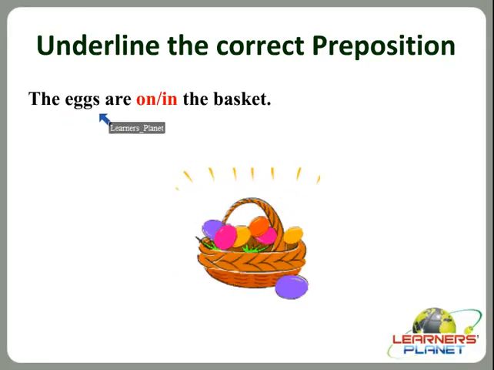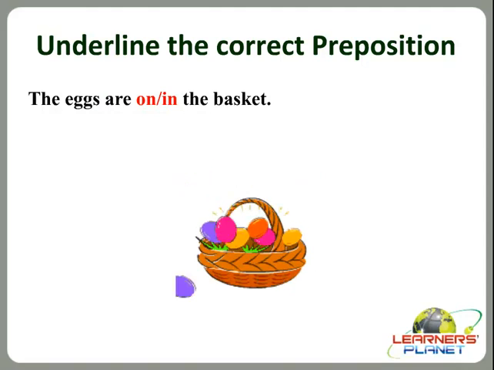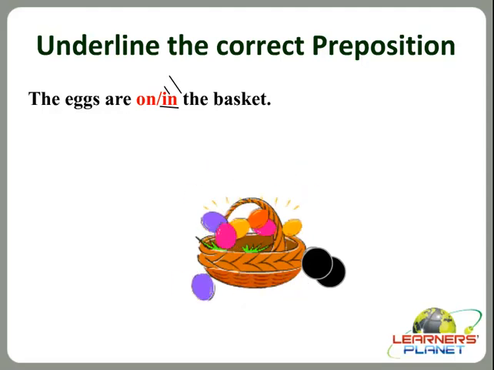Next one. The eggs are on in the basket. Very nice picture. Students, I know you like the picture, but the eggs are on the basket, the eggs are in the basket. If you look carefully, the eggs are in the basket. They are not on the basket. If they were on the basket, then they would be, okay, let me draw an egg for you. They would be here, but they are not here. So they are in the basket.